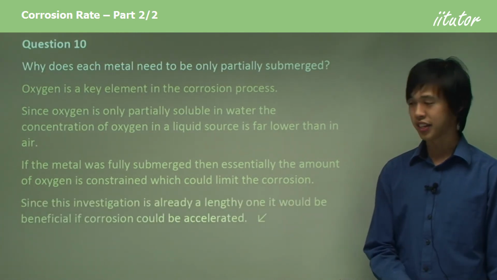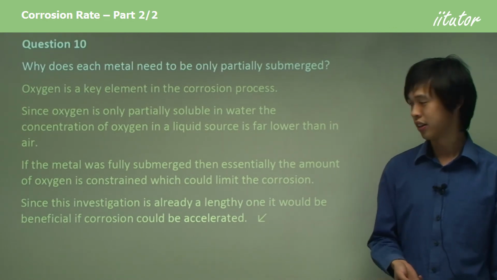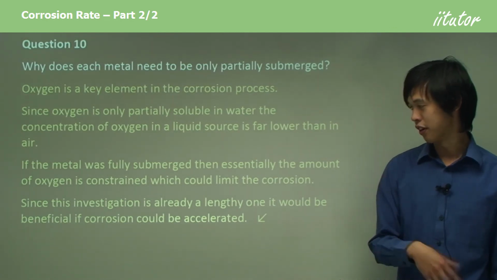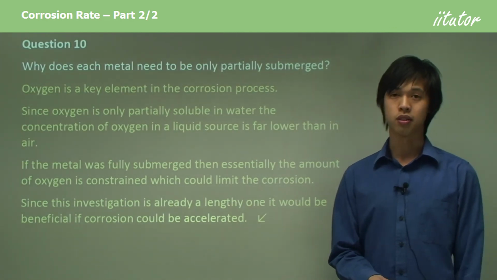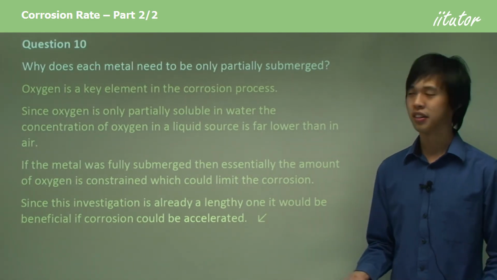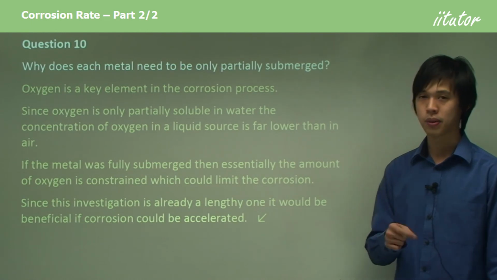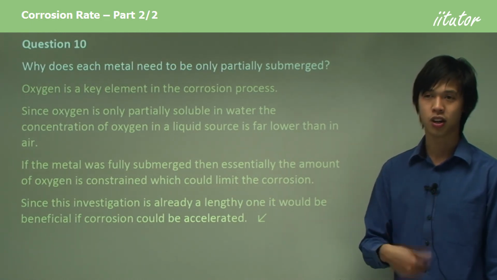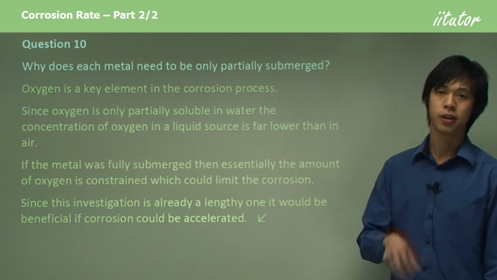Now, since this investigation is already a lengthy one, it would be beneficial if corrosion could be accelerated as much as possible. Okay? So this may be the only time where we want to corrode something a lot. So that's why we keep it partially submerged, to allow oxygen to constantly be in contact with the metal. Okay?